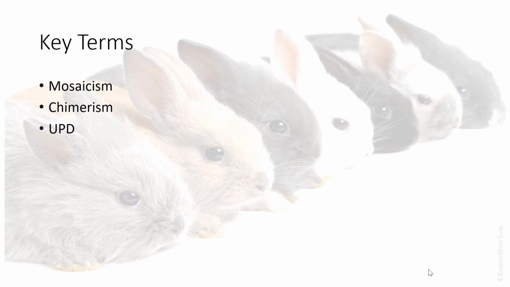This is Uniparental Disomy, and so what happens here is basically your 2 copies of a particular chromosome, so let's say chromosome 1, are from the same parent, and so it leads to an unusually low level of genetic diversity in that chromosome. And we'll talk about how that might actually happen in a moment.